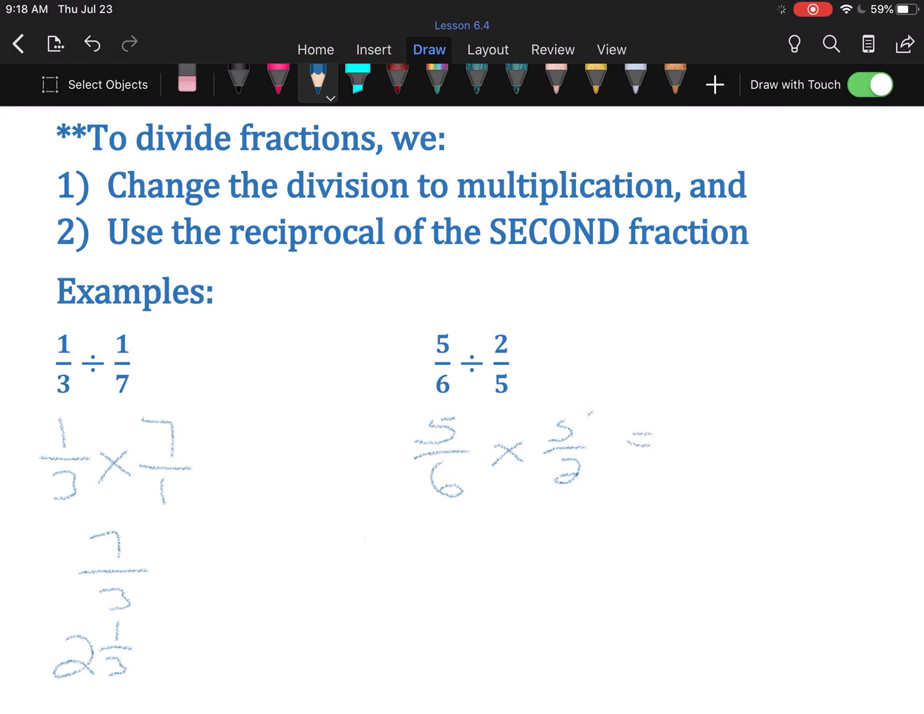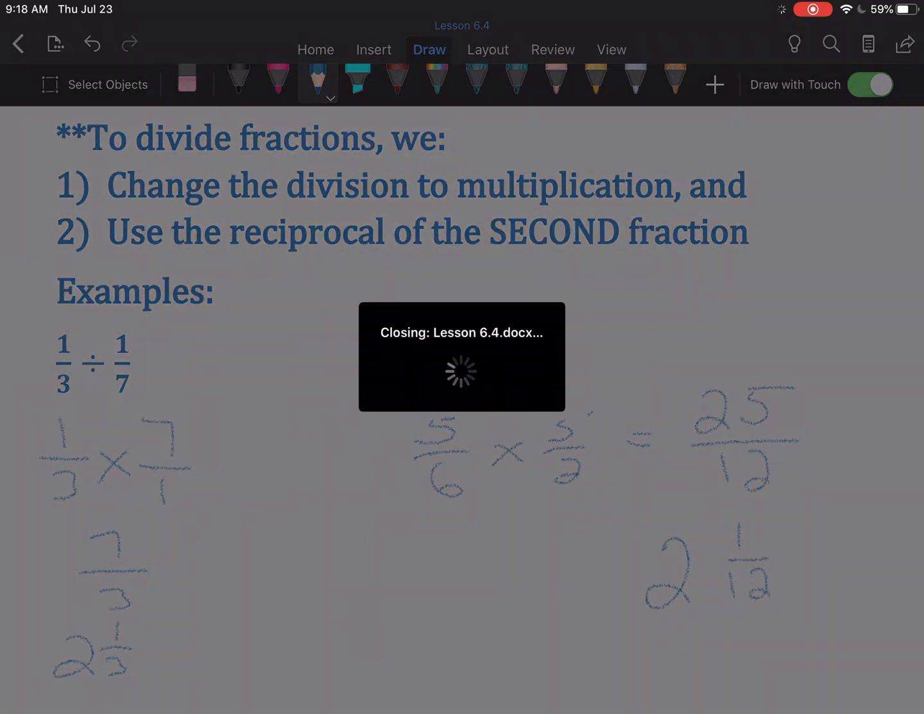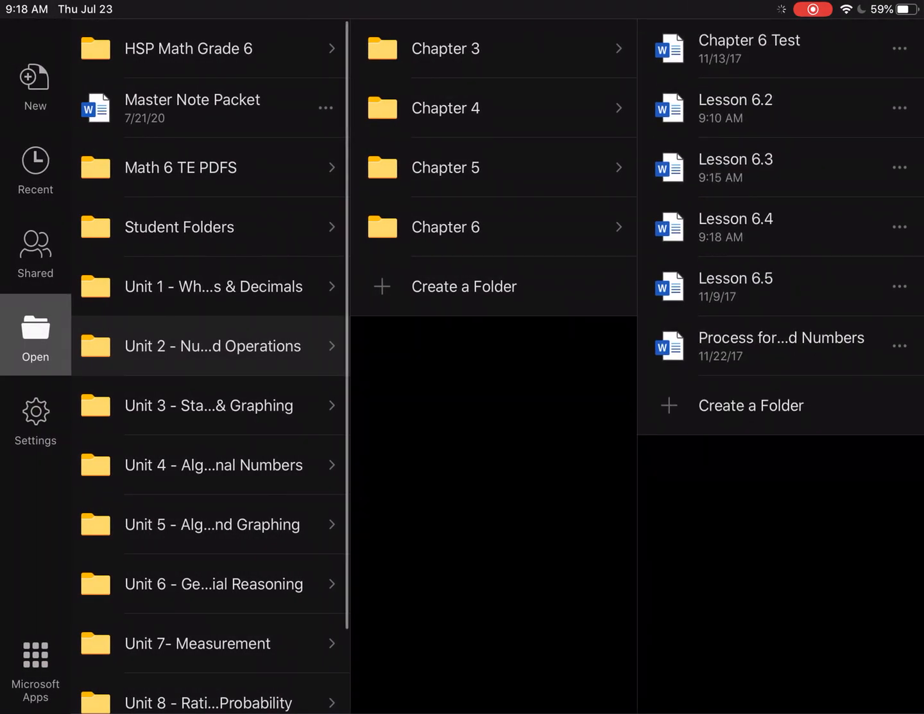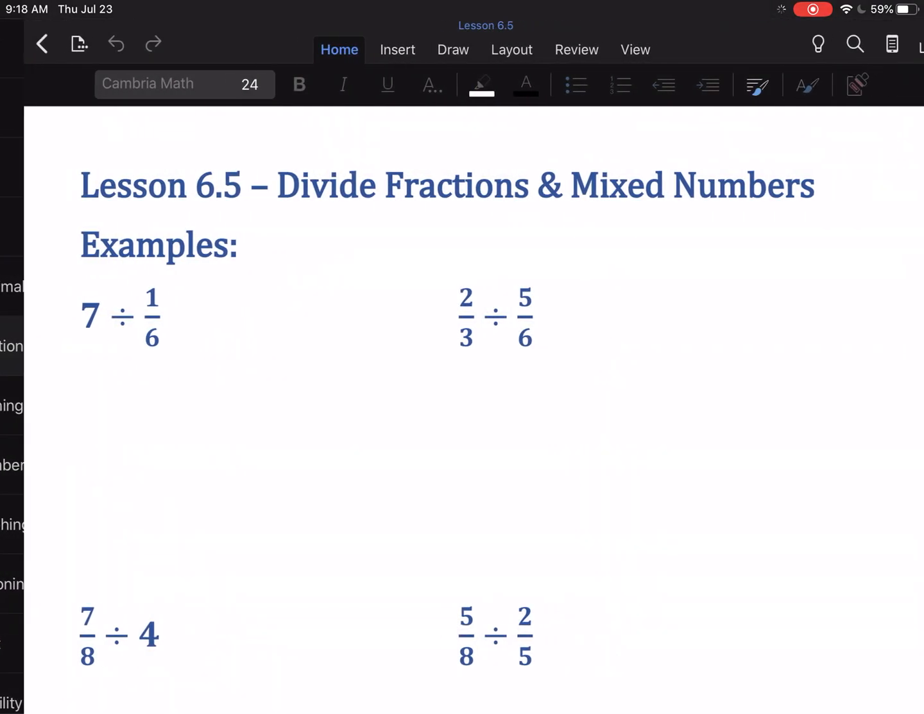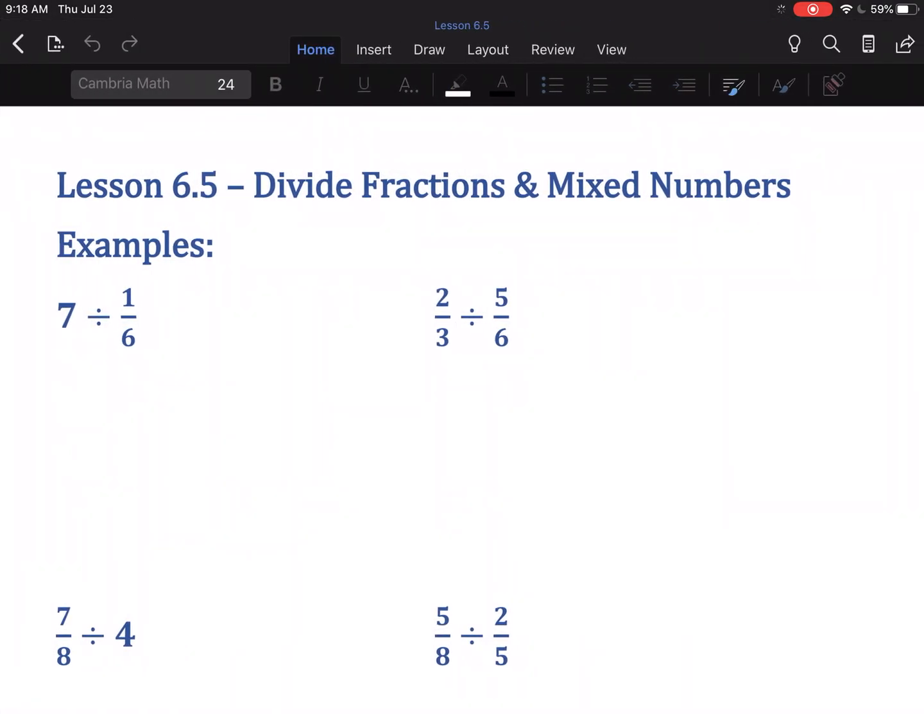5 times 5 is 25. 6 times 2 is 12. I can take 2 12s out of 25 because 2 12s is 24. 25 take away 24 is 1, so 2 and 1/12 is the answer. If you want to pause now and go do the assignment for 6-4, feel free. I'm going to move straight into the 6-5 notes because 6-5 is just division with fractions and mixed numbers.